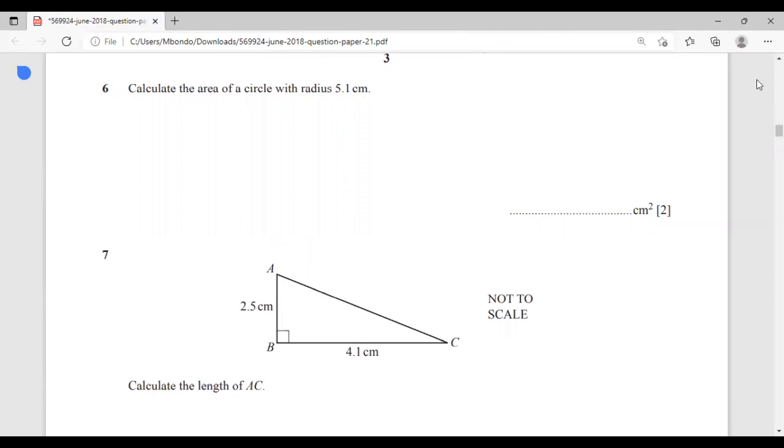Write the area of a circle with radius. So the area of a circle is given by the formula pi r squared, isn't it? Then what is going to be our pi? We can use 3.14, then multiplied by 5.1 squared. That's our radius, isn't it? So yeah, let's find that one.